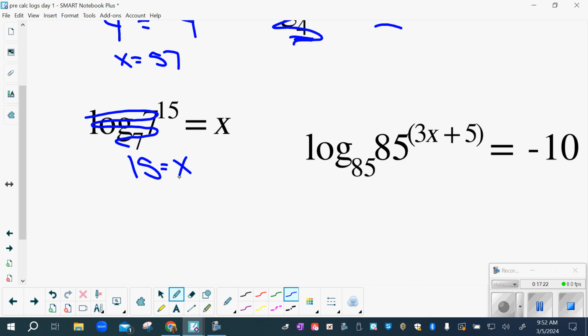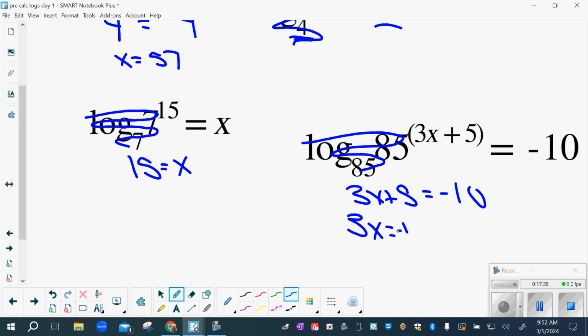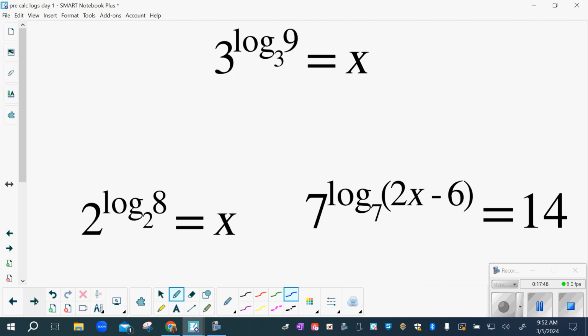It's like they cancel right here. They go away. 3x plus 5 equals negative 10. I move that goofy 5 over. 3x equals negative 15. x equals negative 5. It's a nice trick that makes your life a little bit like, oh, they just go away. With that in mind, there's one other trick that works.